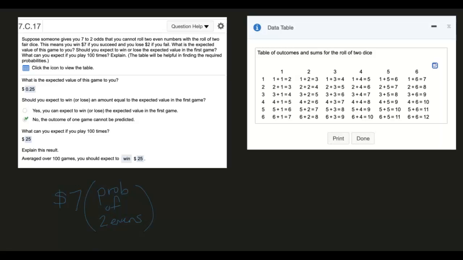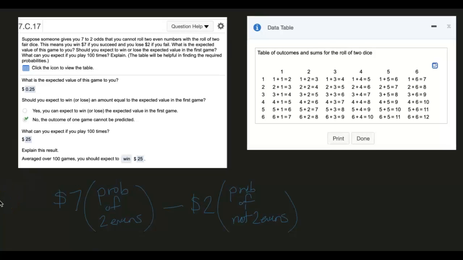So notice that 7 is positive. But then there's also the chance that we could lose. If we're going to lose, that must be a negative amount. So I'm subtracting here $2 if we lose. And that's going to be times the probability that we don't roll 2 evens. So again, I'm just going to put probability of not 2 evens, just for a second. Okay, so now I want to determine what these probabilities are.